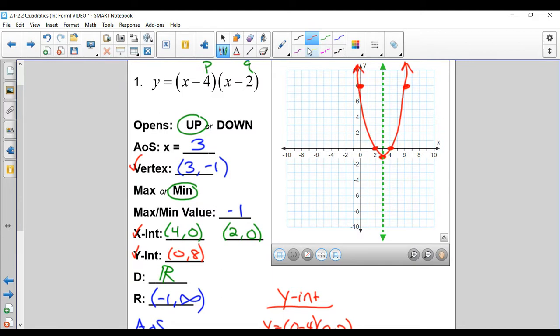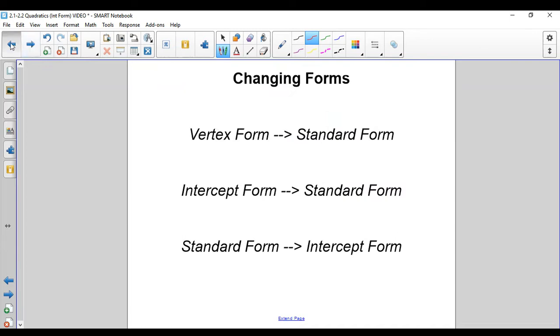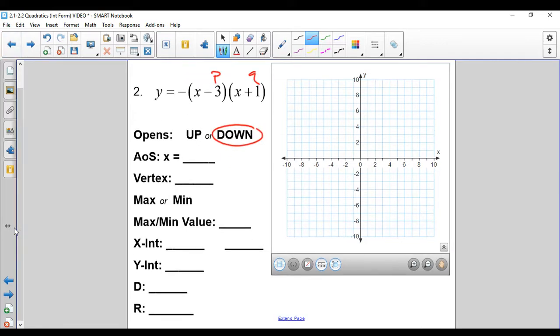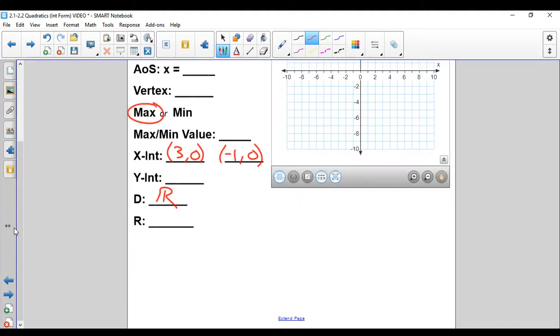A little bit more work in the front end finding the information, but the graph should be easier to get on there with all the points that were given. Let's check out one more. This one, we're opening down. Your P, your Q again. If we're opening down, that means we have a max value. We have x-intercepts of (3, 0) and (negative 1, 0). Again, they're coming out the opposite sign. Domain, all real numbers. Let's move on.